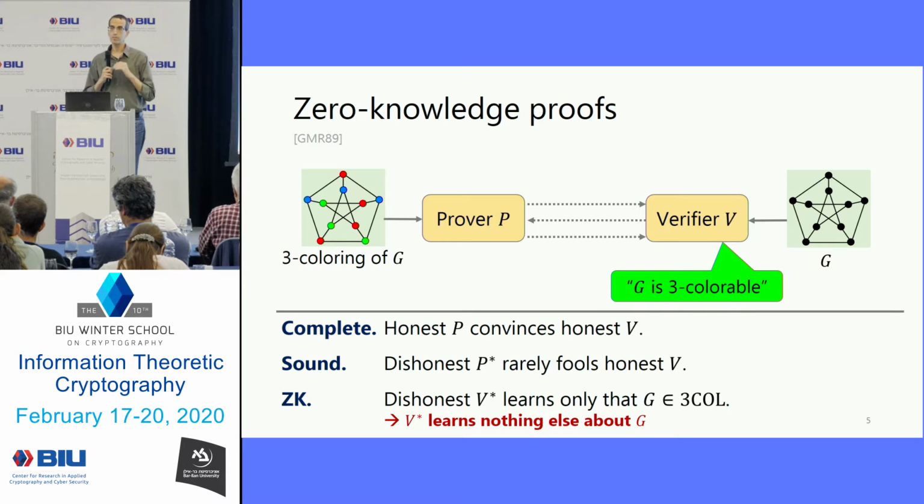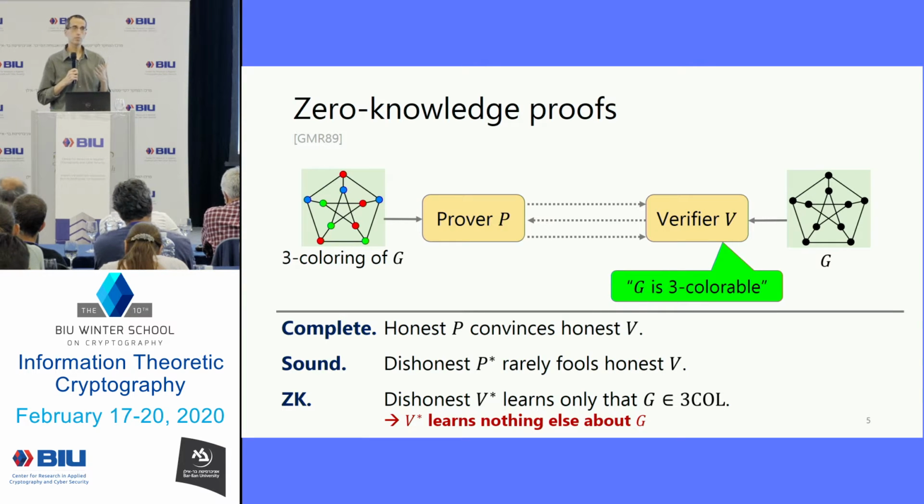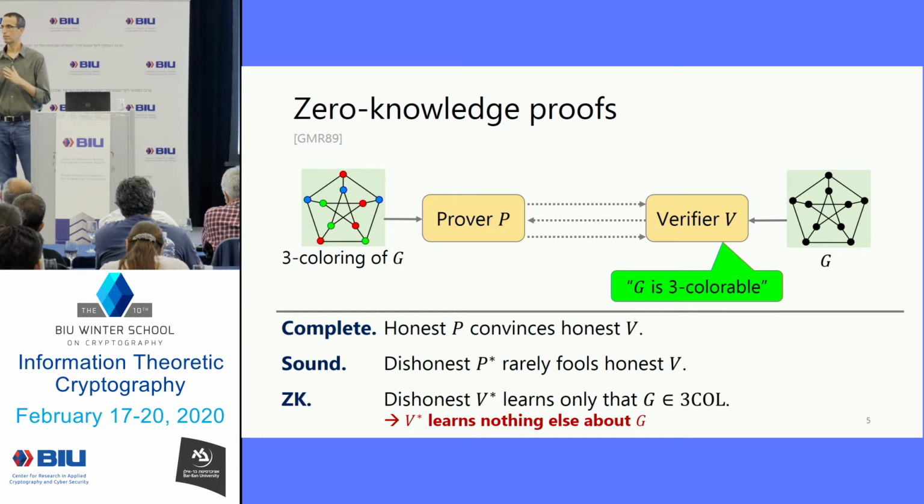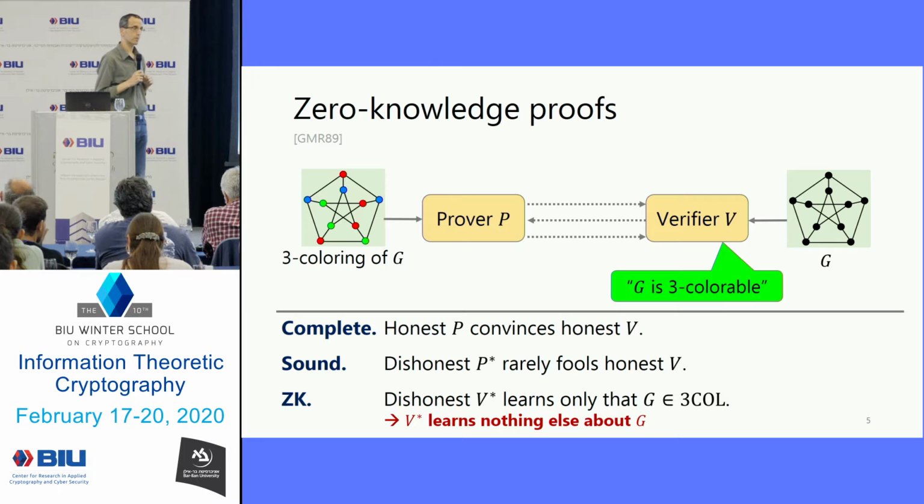So this is to prevent P from cheating. If P is dishonest and he's trying to prove that G is three-colorable when it isn't, then with very high probability, V will be able to determine that there's something wrong going on, and he'll be able to stop the protocol and say, no, you're cheating.